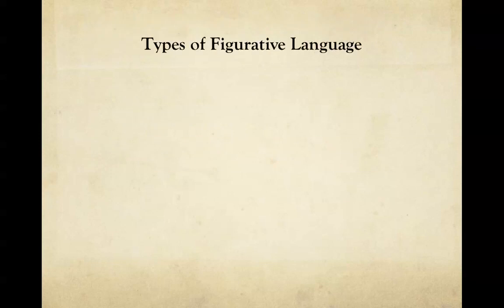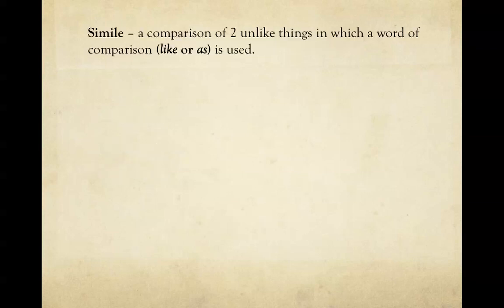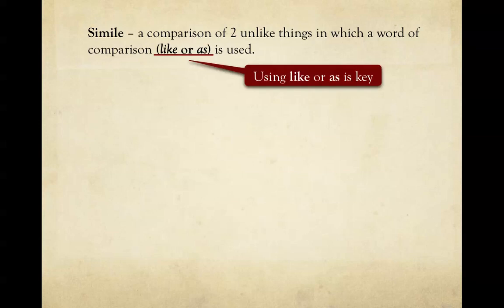Alright, so types of figurative language we'll be covering in this mini lesson are the simile, metaphors, personification, which is really a type of metaphor, and then hyperbole. To start with, the simile. It's a comparison of two unlike things in which a word of comparison, such as like or as, is used. And using like or as, that's the key. So when you need to look, and I'm going to ask you, well, what's a simile, what's a metaphor? Understanding that if it has like or as, it's a simile, that's one of the key ways to distinguish it.